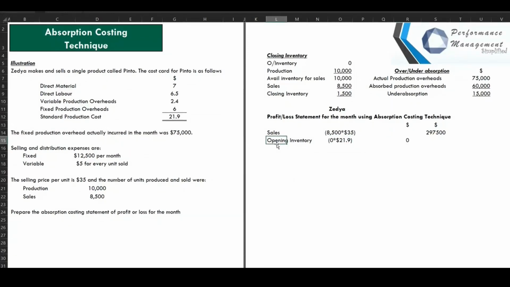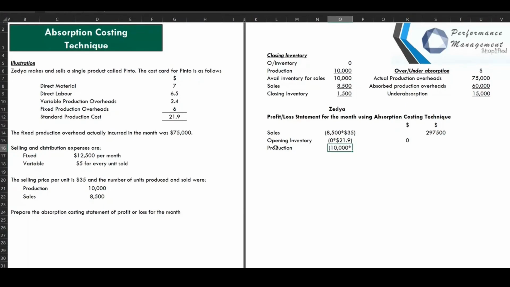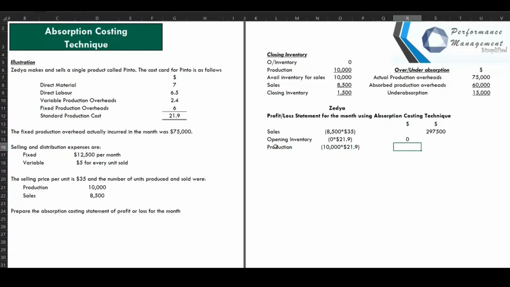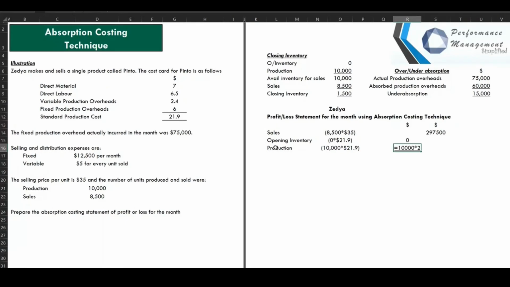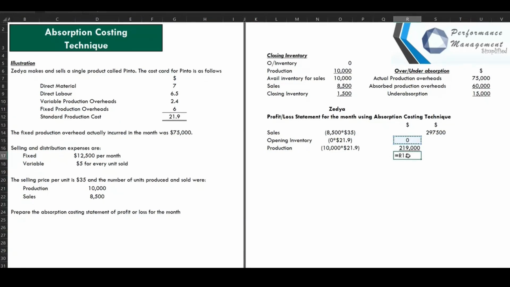So we move on to the next item, and that's production. So what is the value of units produced? 10,000 units were produced, and we are valuing at the rate of 21.9. So we have this to be 10,000 multiplied by 21.9. That is 219,000. So I add the two costs together, 0 plus 219,000.